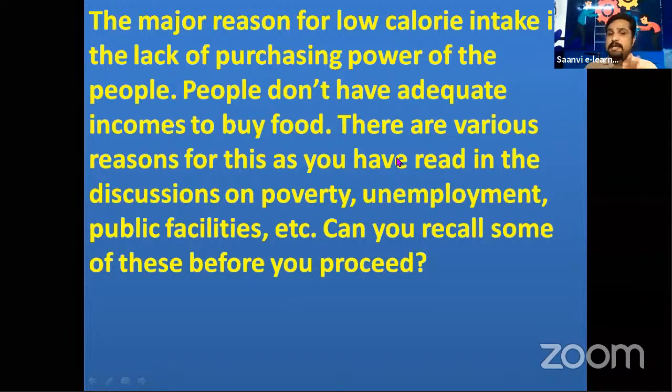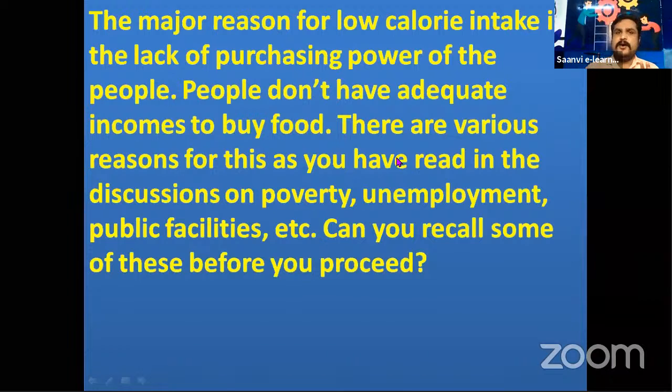There are various reasons for this, as you have read in the discussion on poverty, unemployment, and public facilities. Poverty is one reason. Unemployment, no jobs in the rural areas or even urban areas also. The same way, public facilities, in the sense of many things. Public distribution facility, we can say ration shops or supply offices. Many organizations come under that. So poverty, unemployment, public facilities, affordability: these are all the reasons for getting nutritious food to the people.